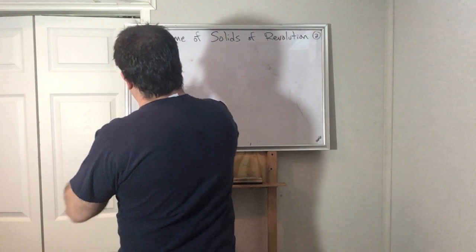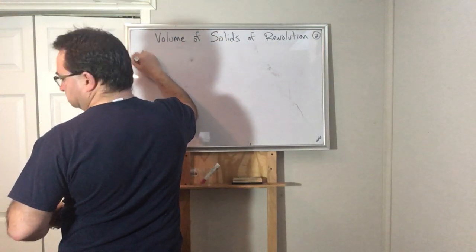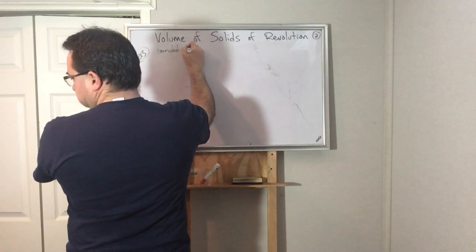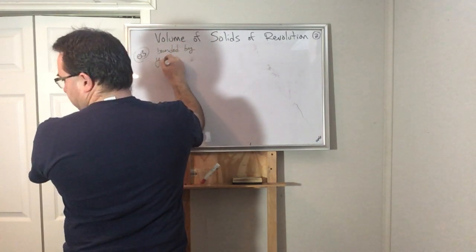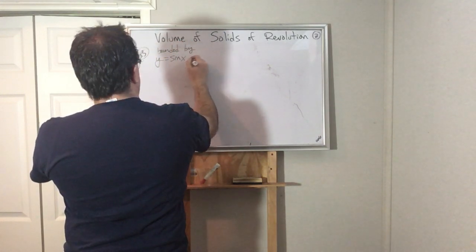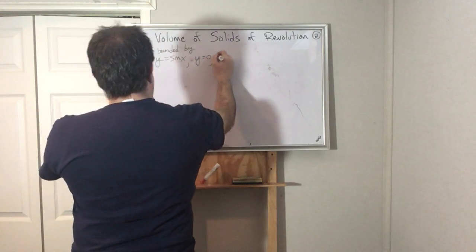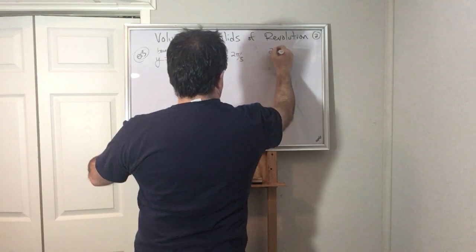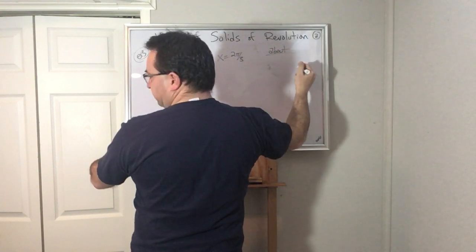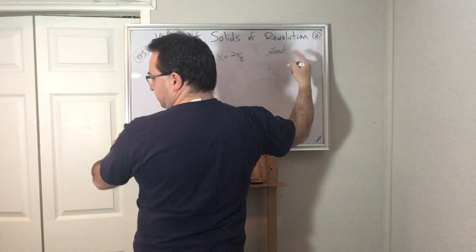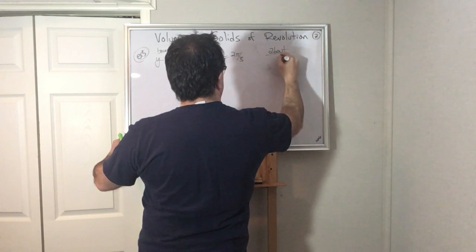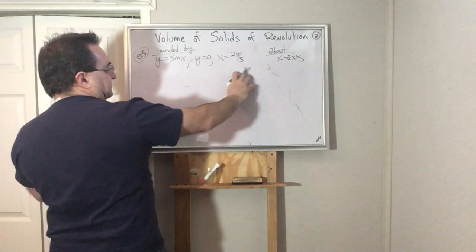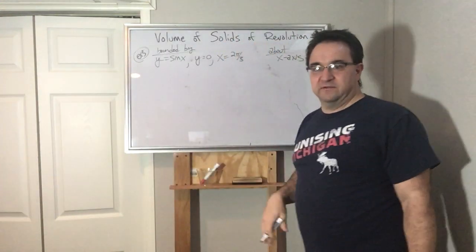All right, example 3. Suppose it's bounded by y equals sine of x, y equals 0, x equals 2 pi over 3, and we revolve it about the x-axis again. So these are our boundaries, and this is what we're revolving it about.